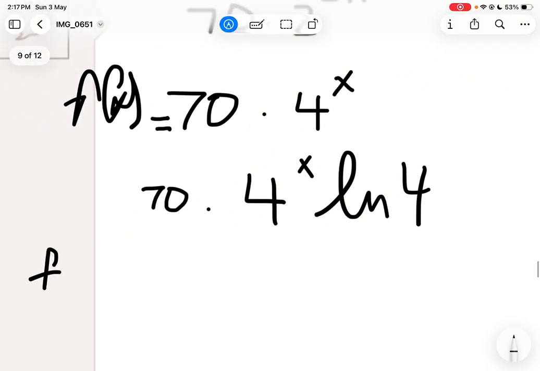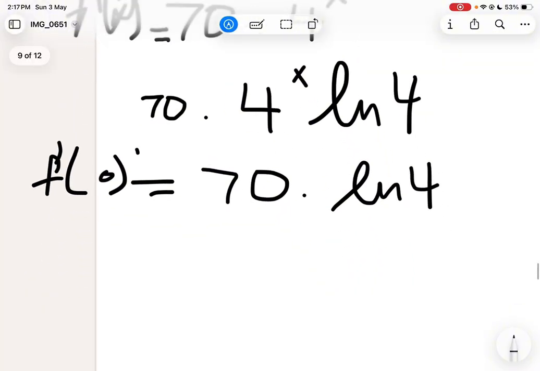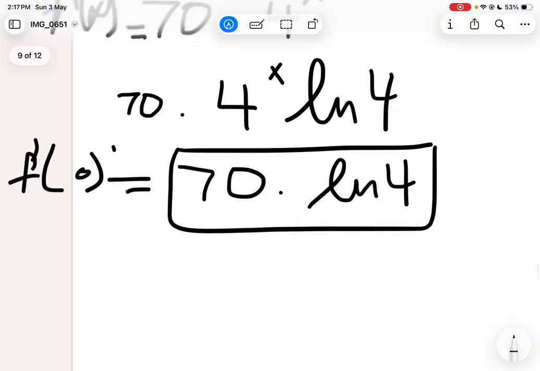So f prime of 0 is equal to 70 times 4 to the power of 0 ln of 4. And you know that 4 to the power of 0 is 1, so now it will become 70 times ln of 4, because 1 times ln of 4 will be ln of 4. And then now you have your final one.